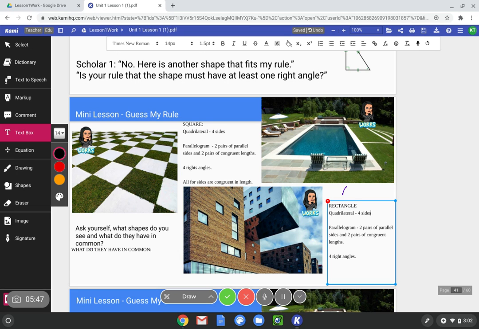Sides. There we go. Okay, so a rectangle is a quadrilateral with four sides. It's a parallelogram, with two pairs of parallel sides and two pairs of congruent lengths. And they have four right angles. Well, let's go over here to the square.